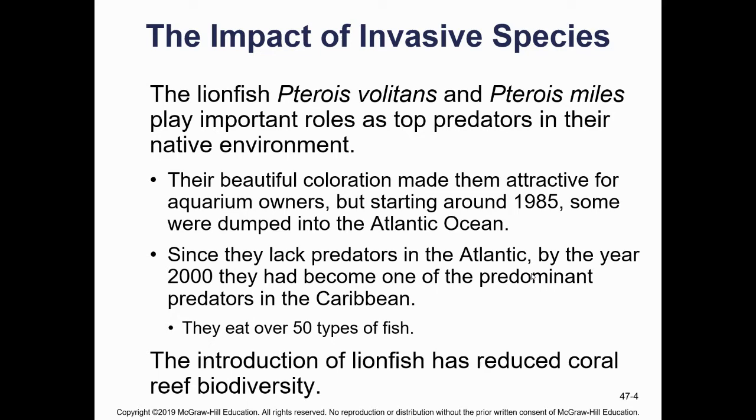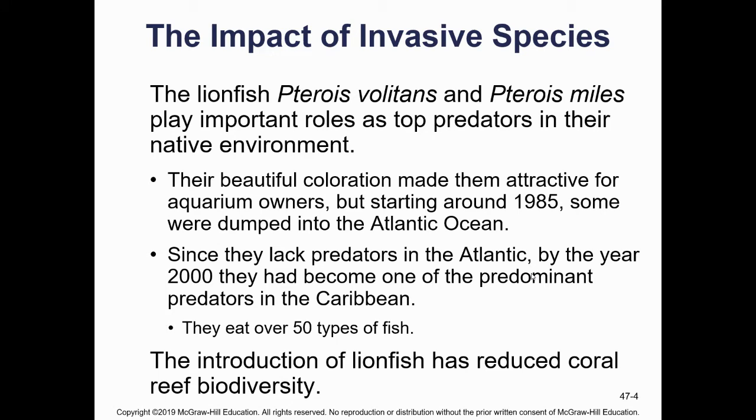And because of their poison spines, there is nothing here in the Atlantic or in the Caribbean that has adapted, that has evolved with them to be a predator. There's nothing that has defenses or a way around those toxic spines, so nothing eats them while they go ahead and eat and eat and eat. Over 50 types of fish. So they're a bit of a problem because they are eating up all of the other fish.